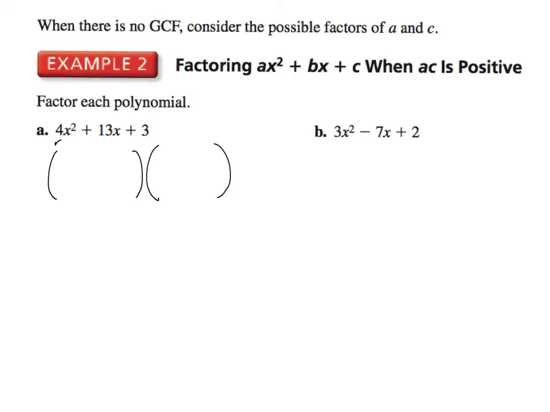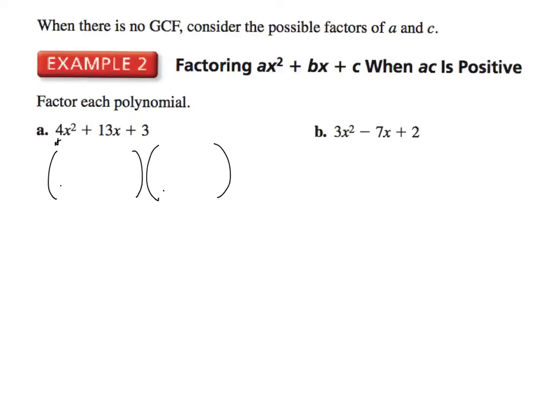Now there are many different combinations. For example, 4, you could pick 1 and 4. You could pick 4 and 1. You could pick 2 and 2. 3, you could pick 3 and 1 and 1 and 3. So only one combination of all of these factors works. It's up to you to determine what it is.